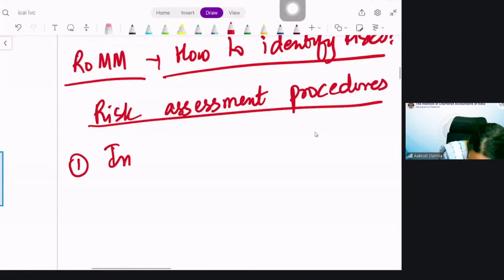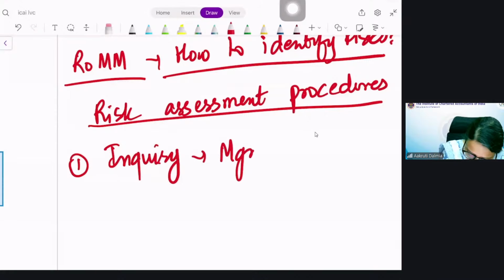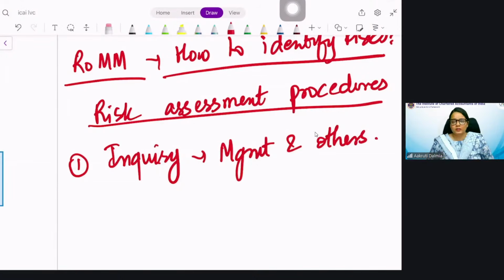The first is inquiry. Talk to people. Talk to management and others. Ask them questions. If you become a chartered accountant and a client comes to you, and you want to understand the entity and its environment and know what the risks in their business are, what is the main way to find those risks? By talking to the client, by asking them questions, yes or no? So Tanishq has come to me.